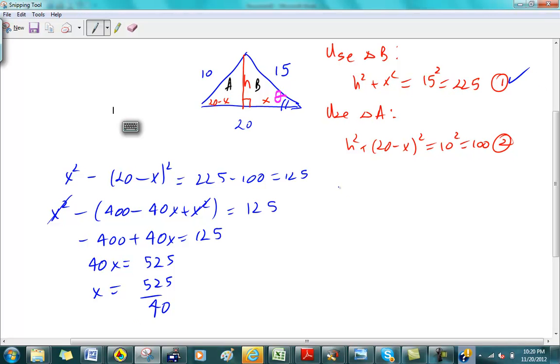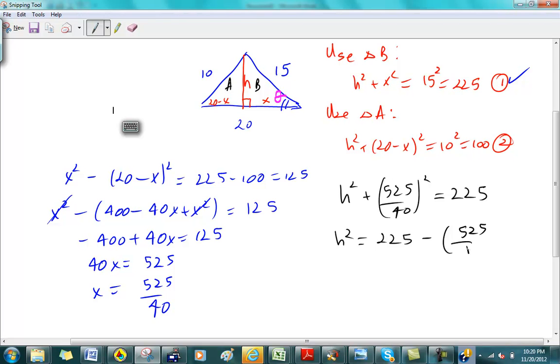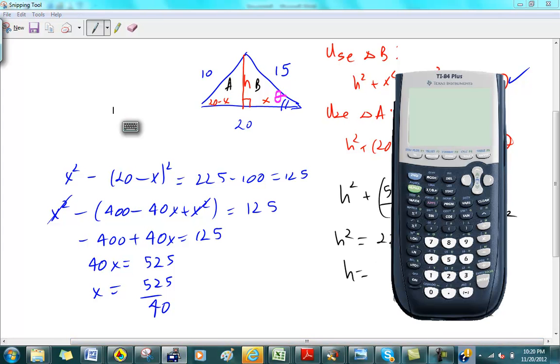I'll do this in black now so you can see the different things going on here. So h squared plus (525 over 40) quantity squared, that's x squared, is equal to 225. So then h squared is equal to 225 minus (525 over 40) squared. And I know how to find h from there, okay? I'm going to bring up my calculator and quickly show you how to do this, remembering to always store and recall stuff.